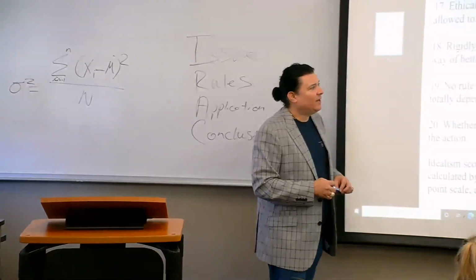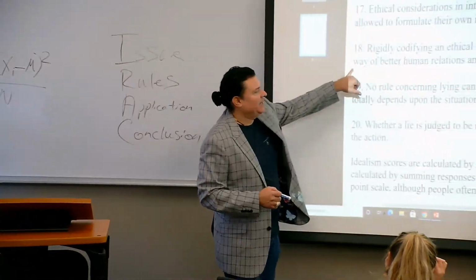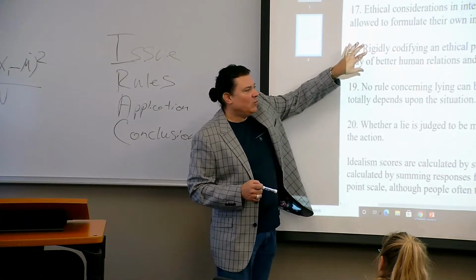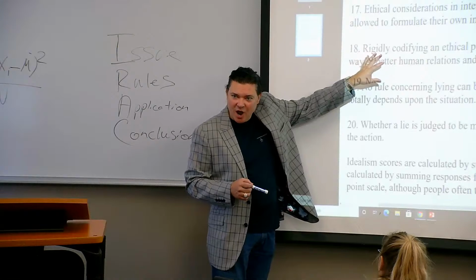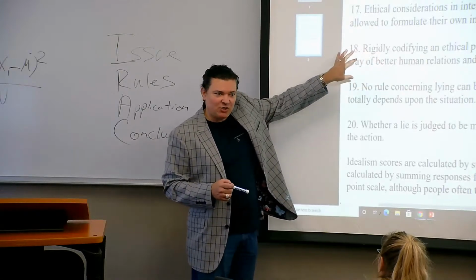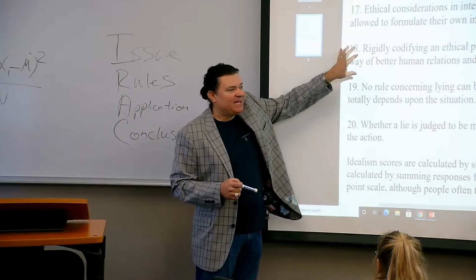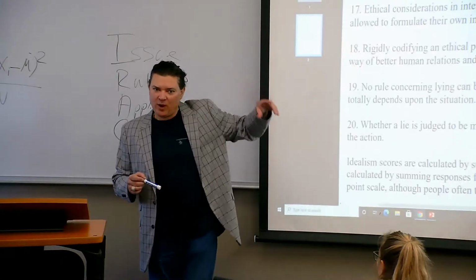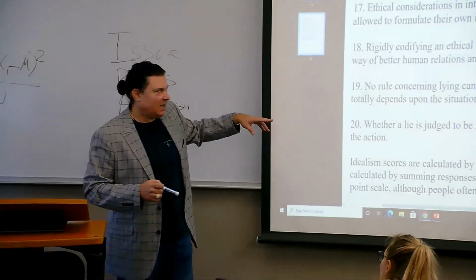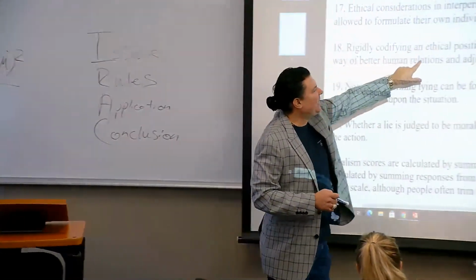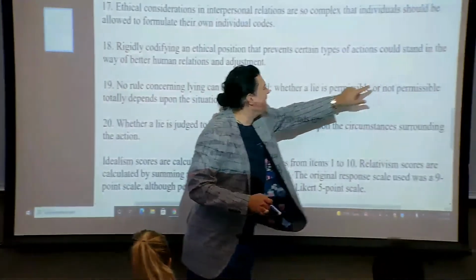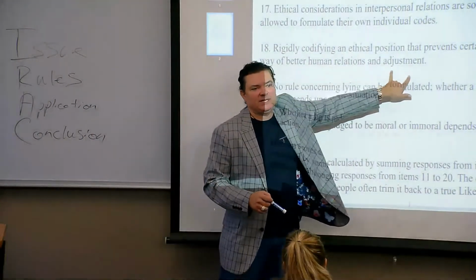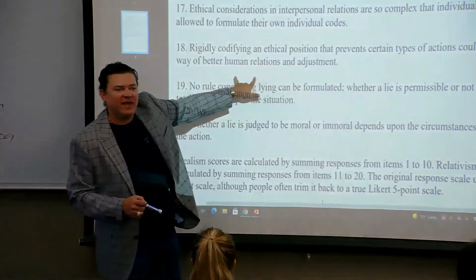All right, so I'm running a little short on time, so I'll tell you what the problem is with this question. When we think about what we can know by asking this question, it is problematic because it asks for two things. It's what we call a double-barreled question. What's the double barrel? It says rigidly codifying an ethical position that prevents certain types of actions could stand in the way of better human relations and adjustment. Those are two different things.